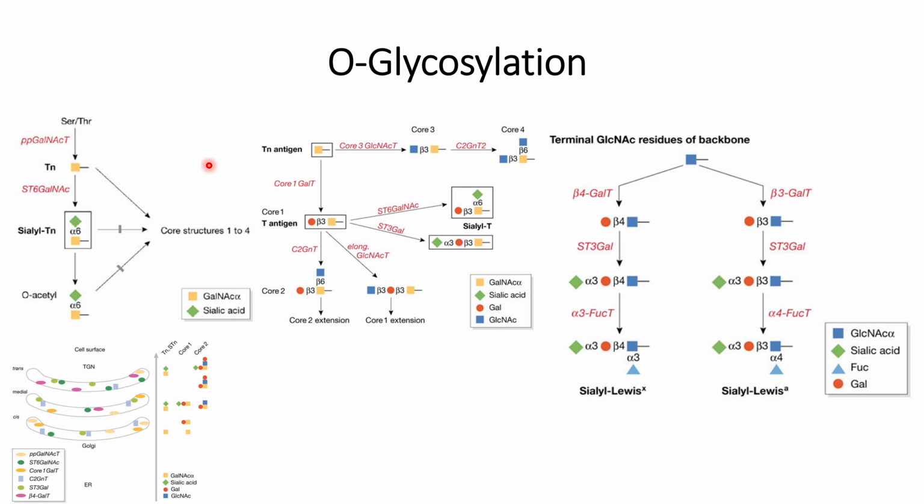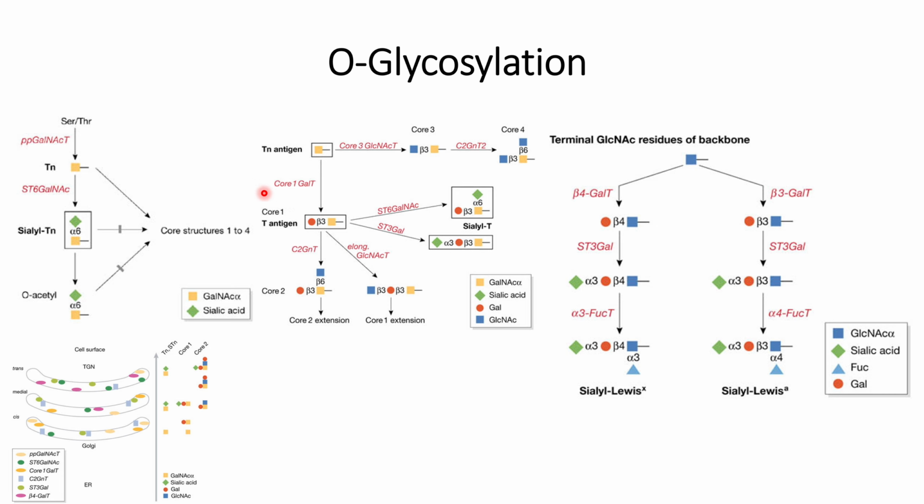So from the Tn antigen that is shown in the middle figure, with the core 3 GlcNAc-T, the GlcNAc is attached through the beta 1,3 position, which is the core 3 structure, and through C2 GnT2, another GlcNAc is attached to the galNAc at beta 1,6, and this is the core 4 structure.